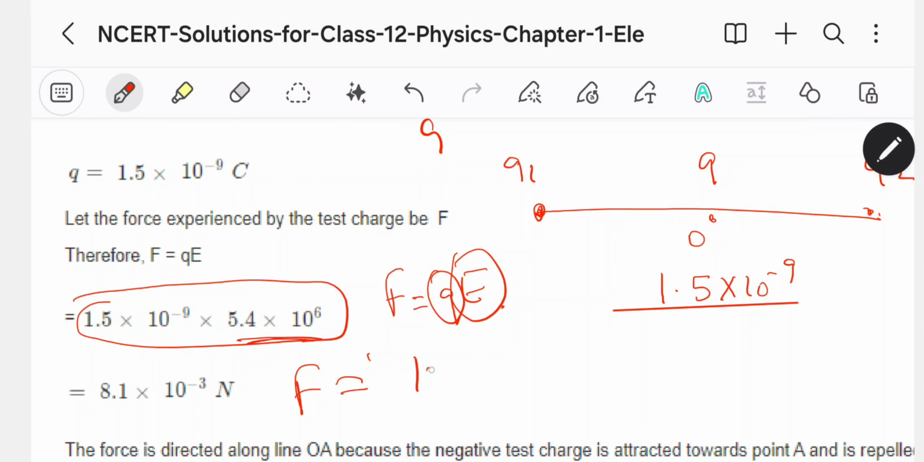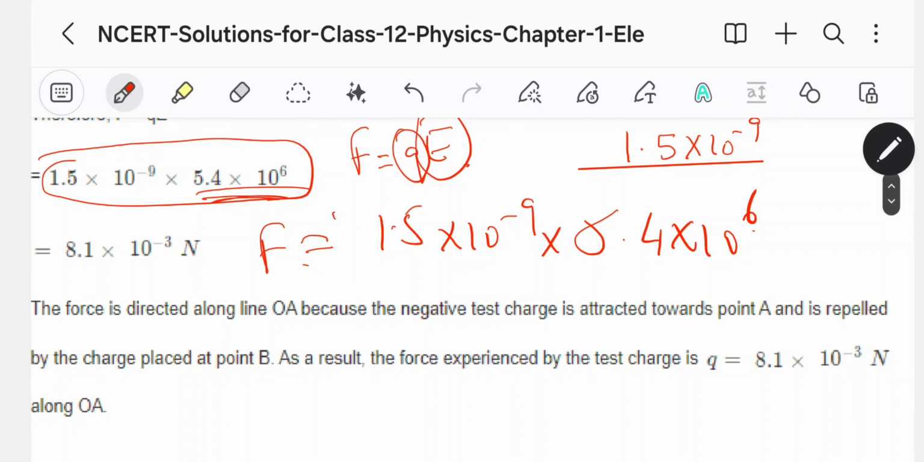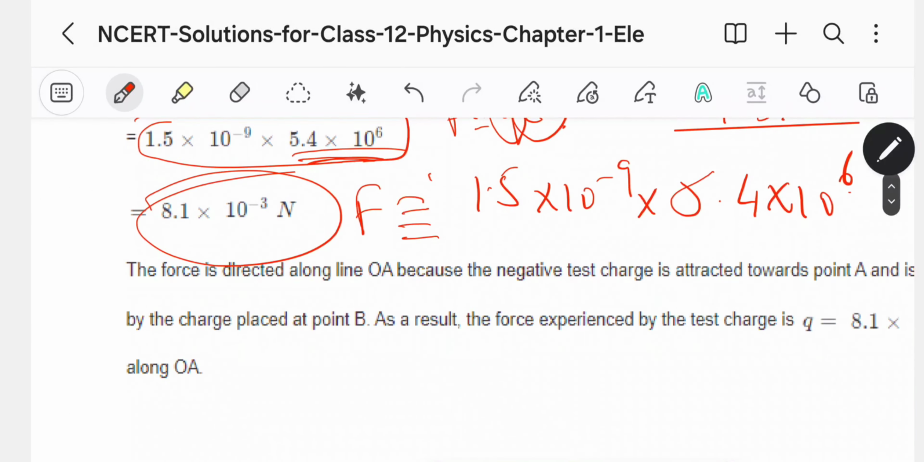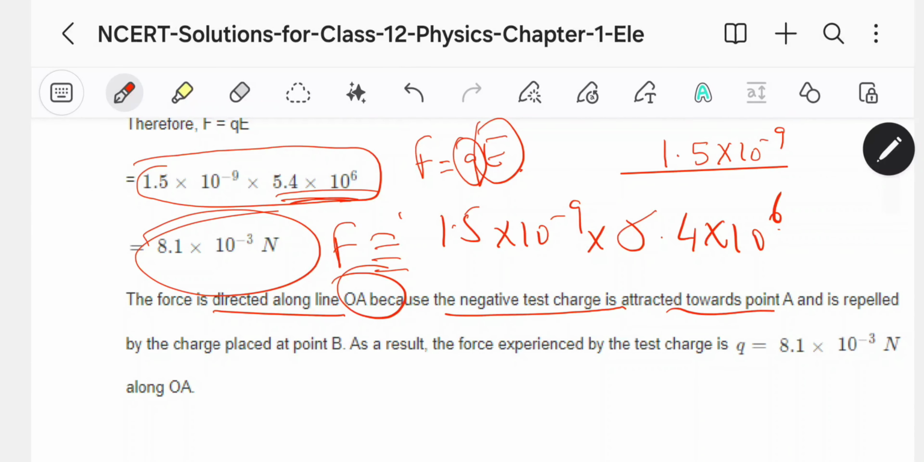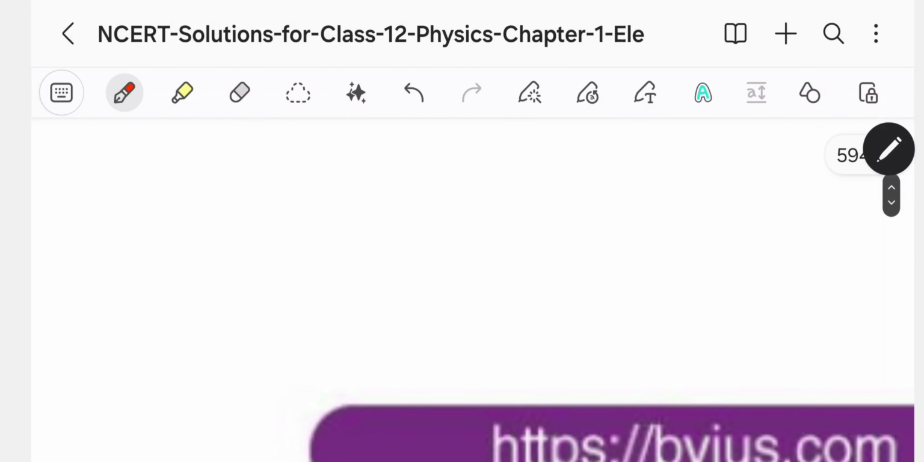That will be Q is 1.5 into 10 raised to minus 9 into 5.4 into 10 raised to 6. So you just have to multiply it and you'll get the answer as 8.1 into 10 raised to minus 3 Newton. The force is directly along OA because the negative test charge is towards the source. So the answer is basically that it's going, see, I'll show you the directions.